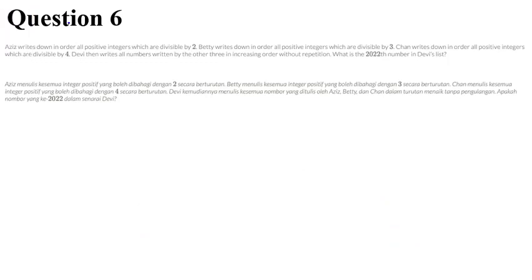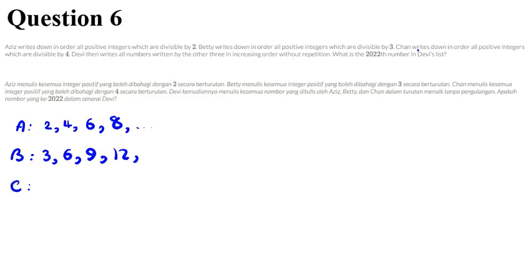Okay, in the order of my PDF, problem number 6: Ali writes down in order all positive integers which are divisible by 2. Betty writes down in order all positive integers which are divisible by 3. So the first one writes down multiples of 2, positive integers 2, 4, 6, 8, and so on. Consider B is Betty, multiples of 3: 3, 6, 9, 12, and so on. And Chan writes down in order all positive integers which are divisible by 4: 4, 8, 12. We see all these numbers also appear in the first list, because they are multiples of 2.